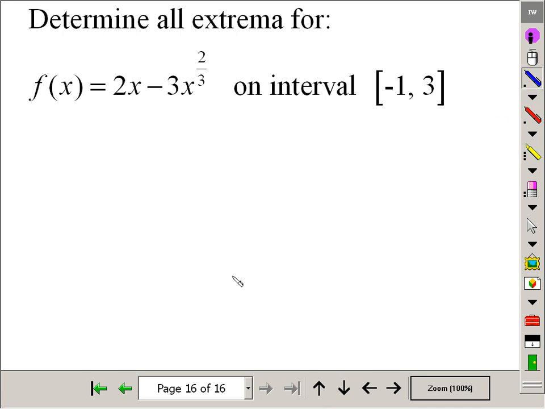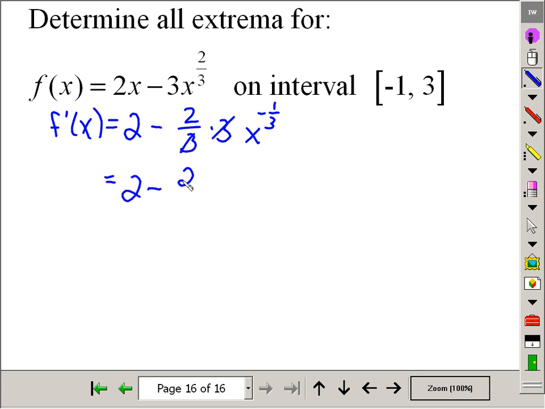Okay, you've had a little time to look at this problem. Let's get busy with it. We're going to end up with f prime of x equals 2 minus 2/3 times 3x to the negative 1/3 times 1, because of my chain rule. The 3 cancels out here, so we're really left with 2 minus 2 over the cube root of x. That is your f prime of x.